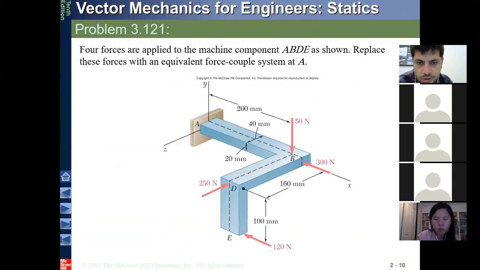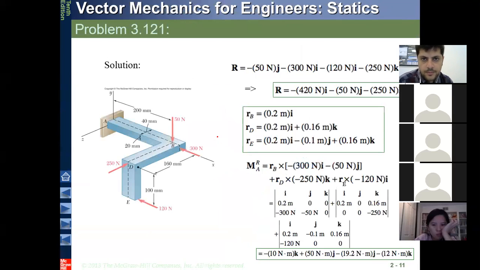Well, we have a machine component, and we have two forces at point B, and one force at point D, and one force at point E. So we want to derive the equivalent force couple system at point A. So it means we have to first calculate the resultant of the forces in here X, Y, and Z direction, and then calculate the moment these forces exert around point A. So then we are actually done.